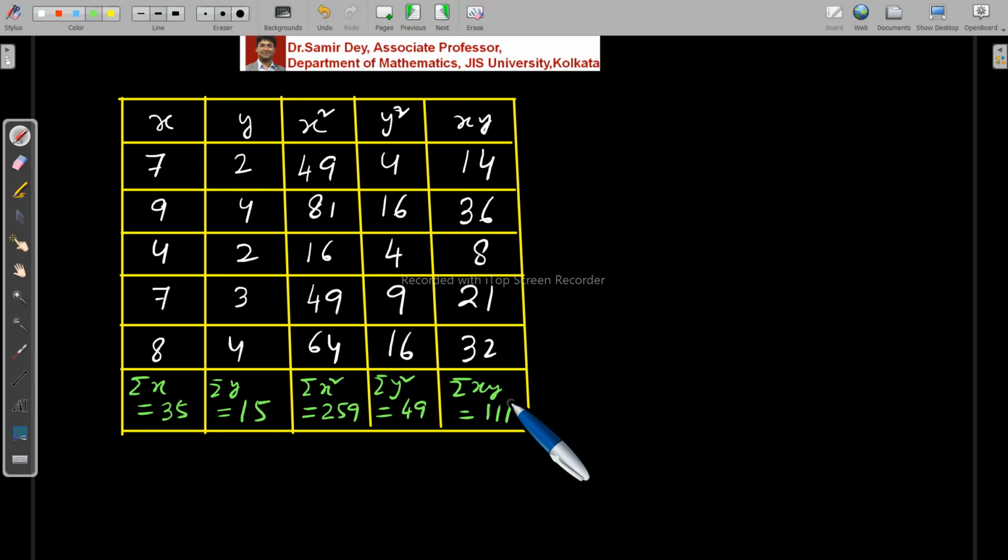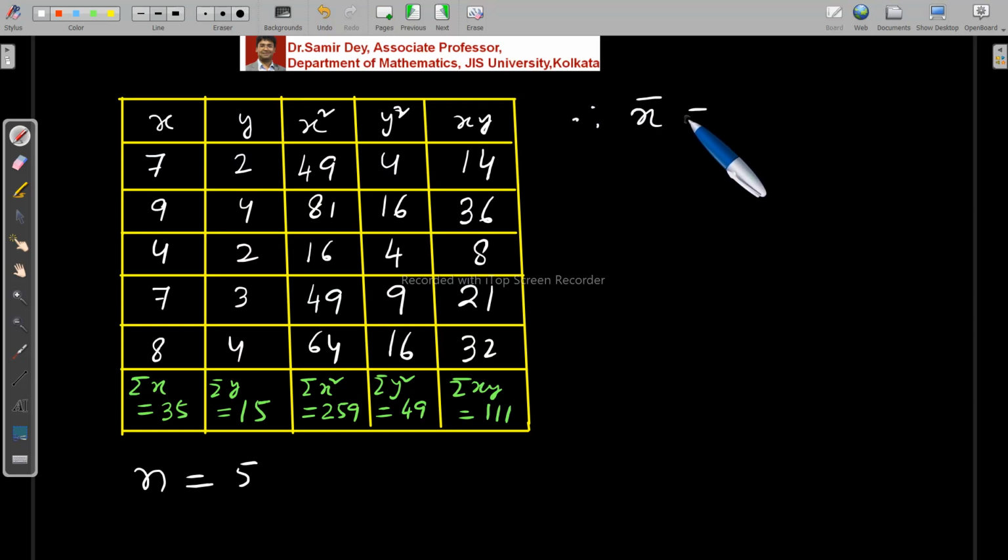And what is n here? N means how many data points you have: 1, 2, 3, 4, 5. That is, n is equal to 5. Now you calculate one by one.